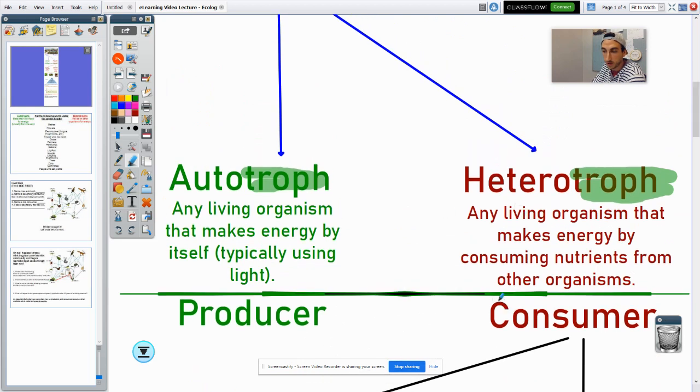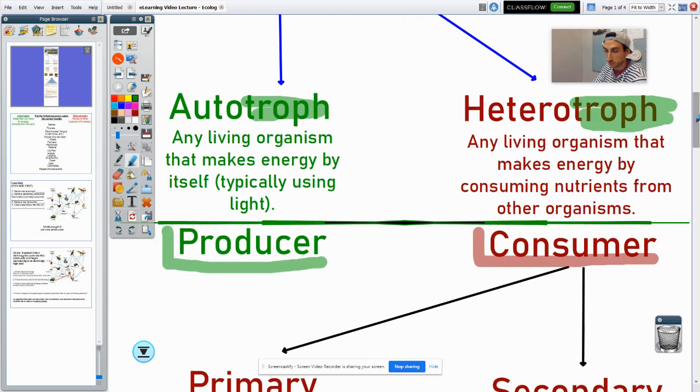We would also call heterotrophs consumers, because if they're getting their energy from another organism or source, they're typically consuming it, as opposed to an autotroph, which gets its energy from itself and is producing it themselves. So we call them a producer. Okay. So if we could break down consumers even more, there are different levels.